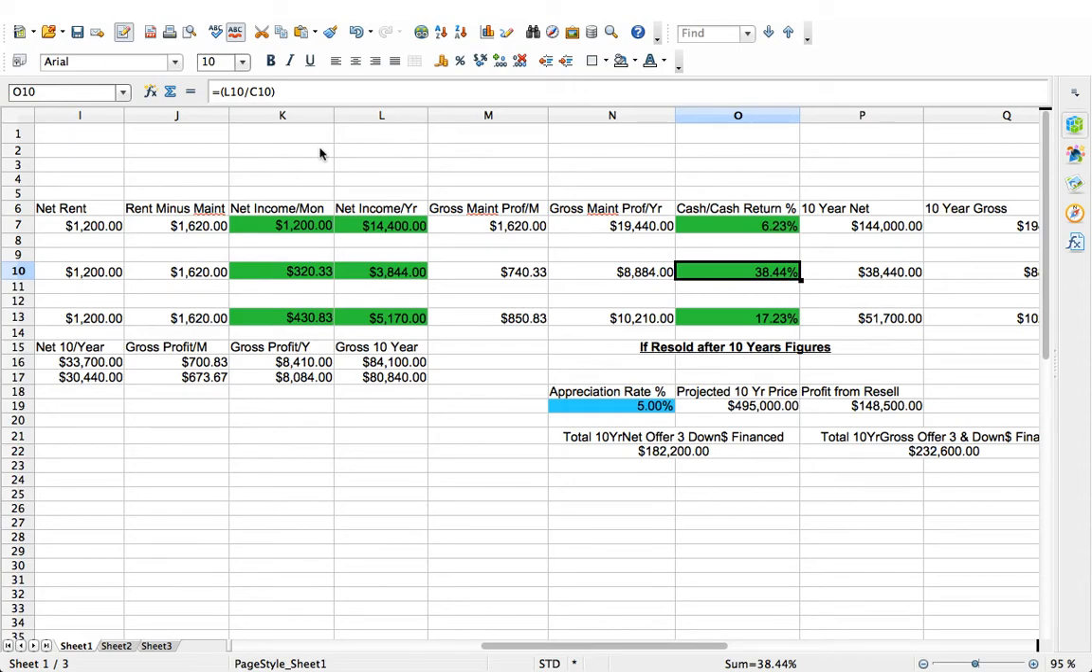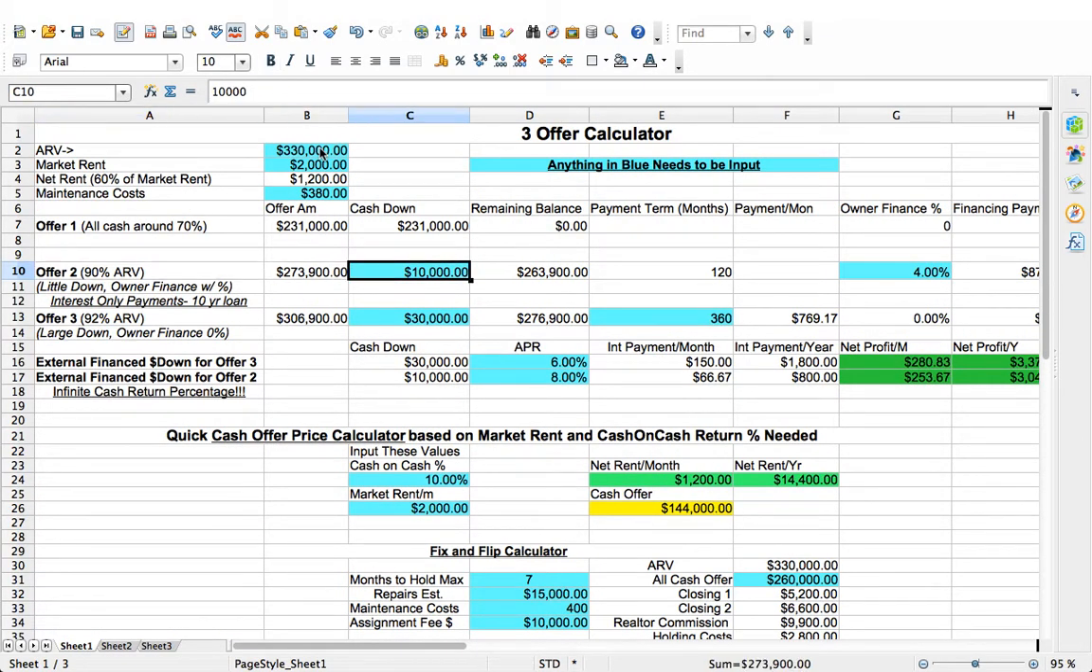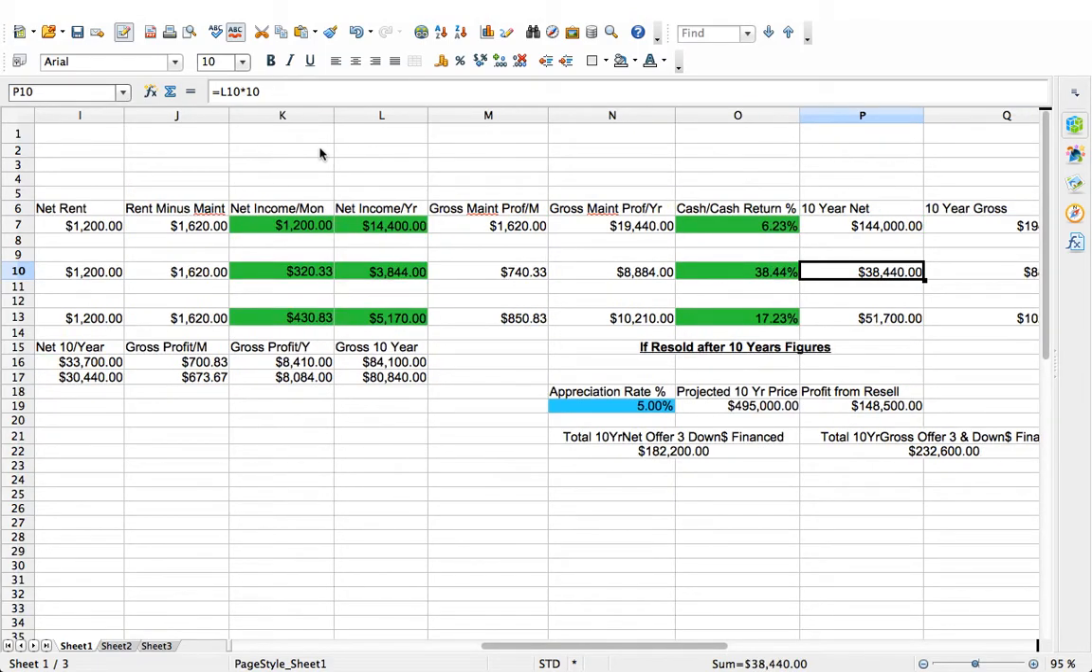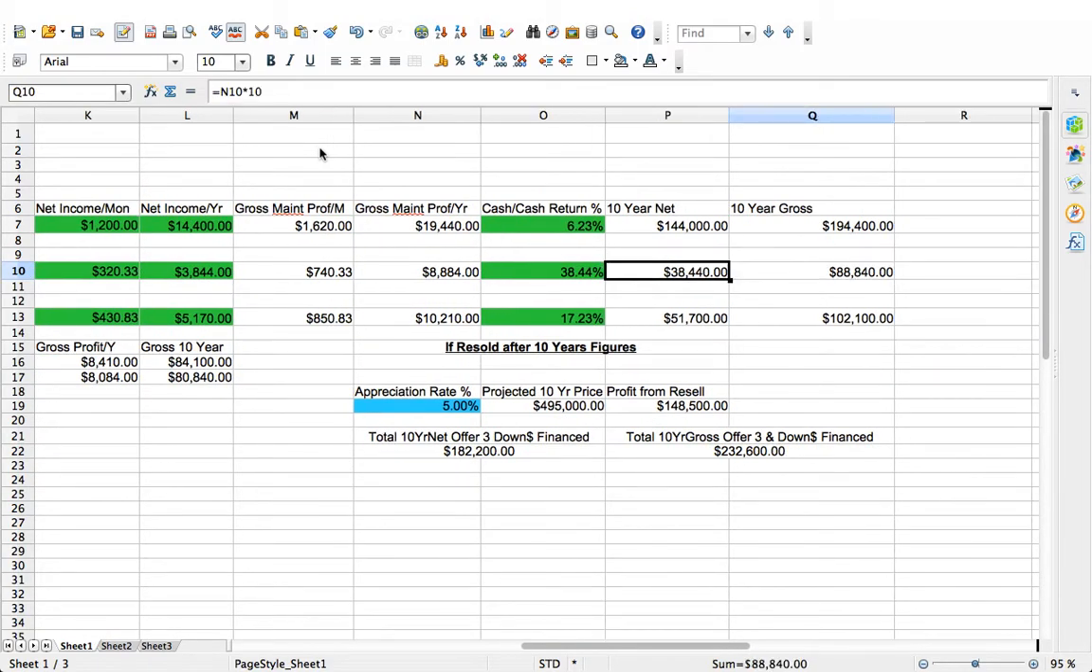So the second offer is pretty attractive. Your cash on cash return is going to be 38%, off of a $10,000 cash down. Someone may need more than that for a down payment, but you can negotiate that, obviously. And then the last offer, which is all balance, has a higher down payment. It's going to be 17%, which is still a very good return on cash. And we'll get into financing the actual down payment as well, which will put you at infinite percent cash on cash return.